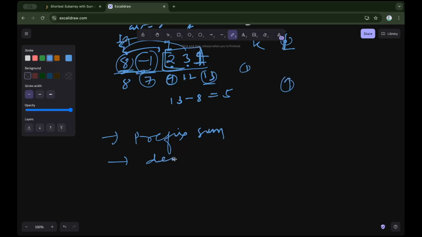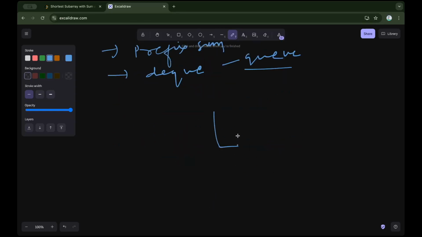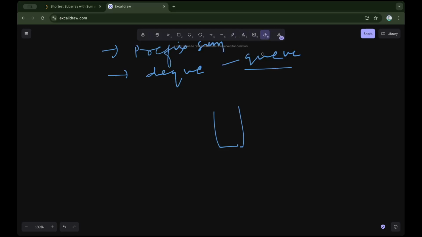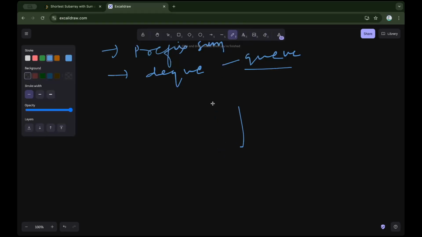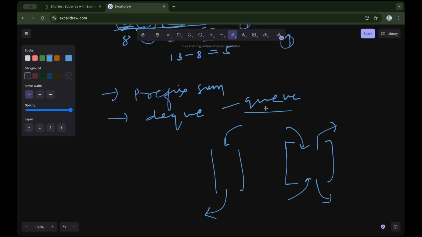and a deque. If we know what a queue is, a queue is basically this. You push here and you pop here. But with a deque you have a container where you can push and pop, push and pop. That is, you can push in the front and push in the back also. So this is another feature that a deque provides over a queue.